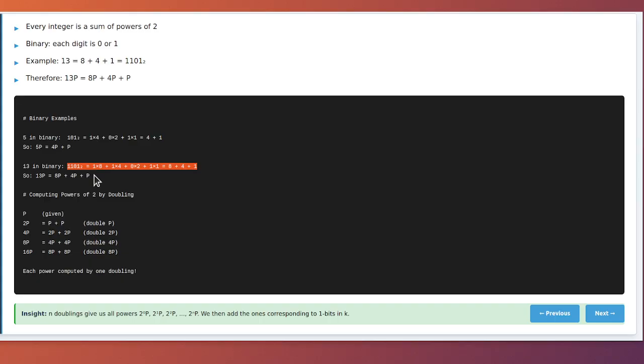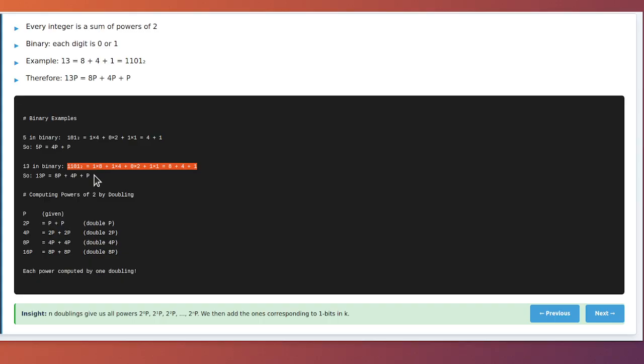The algorithm processes the binary digits from left to right. We start with the leftmost 1 bit, which always exists for positive integers, and initialize our result to P. Then, for each remaining bit, we double the current result. This shifts us to the next power of 2, and if the current bit is 1, we add P. This way, we build up the result incrementally, doubling to move between powers of 2 and adding P when needed.